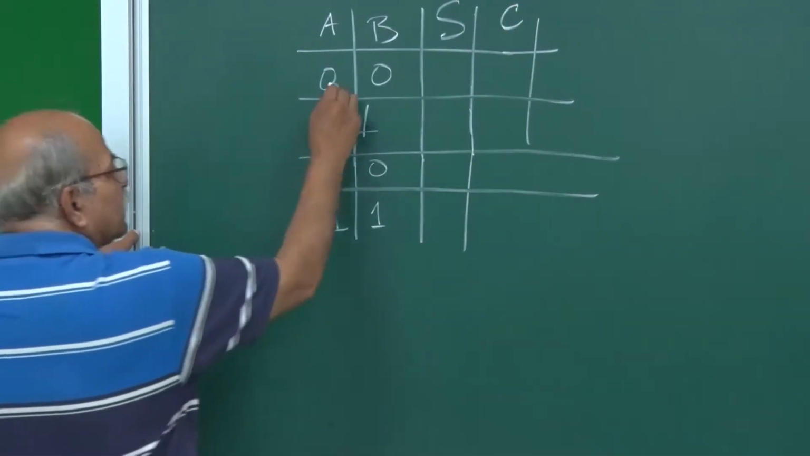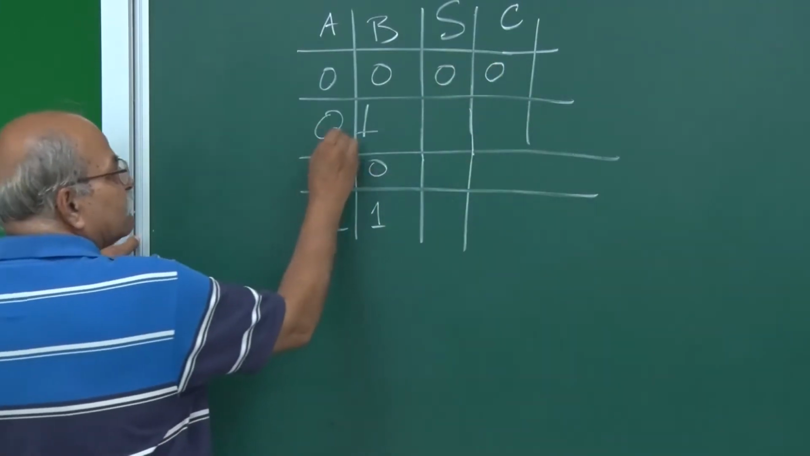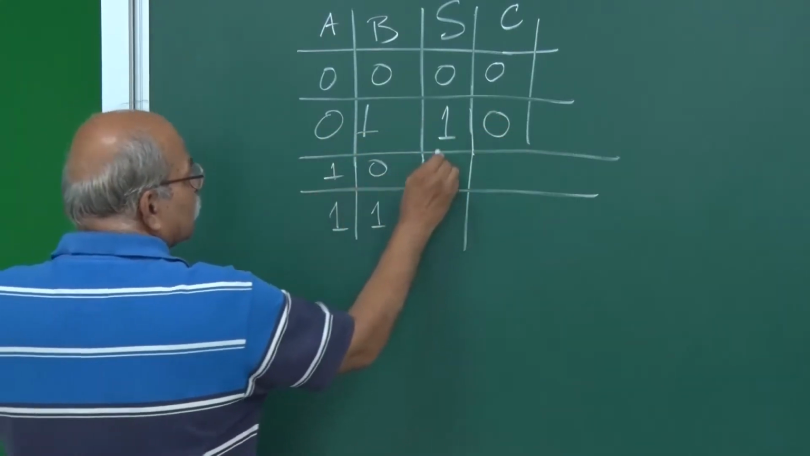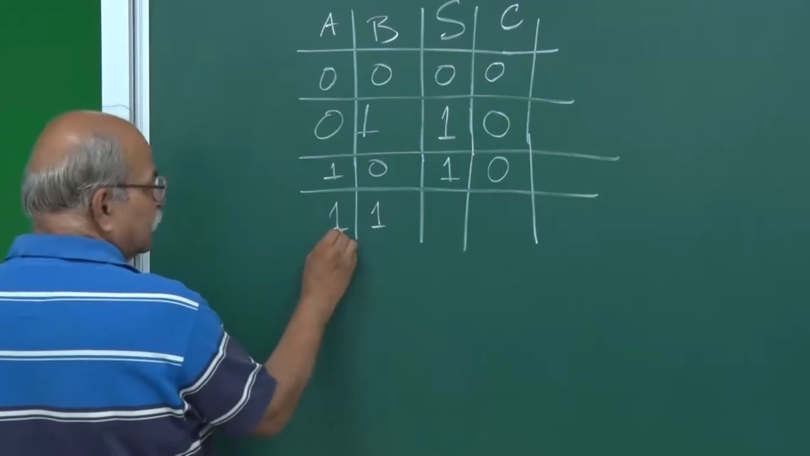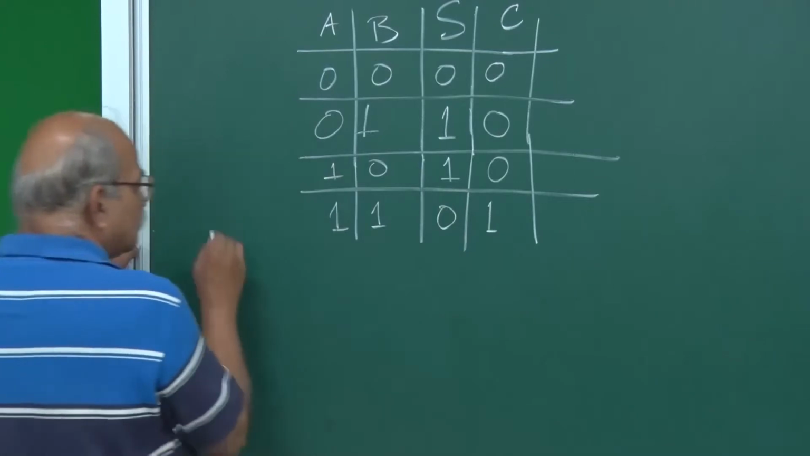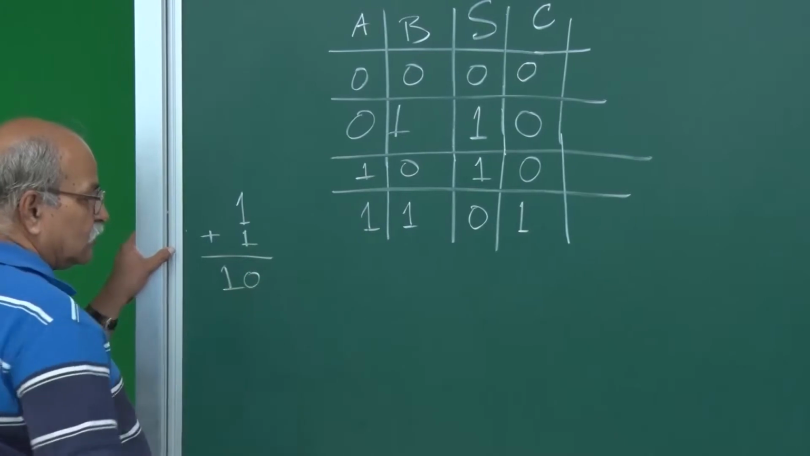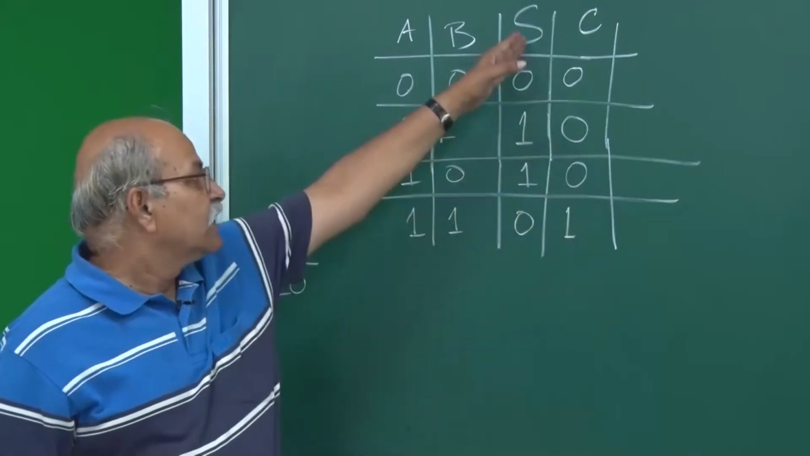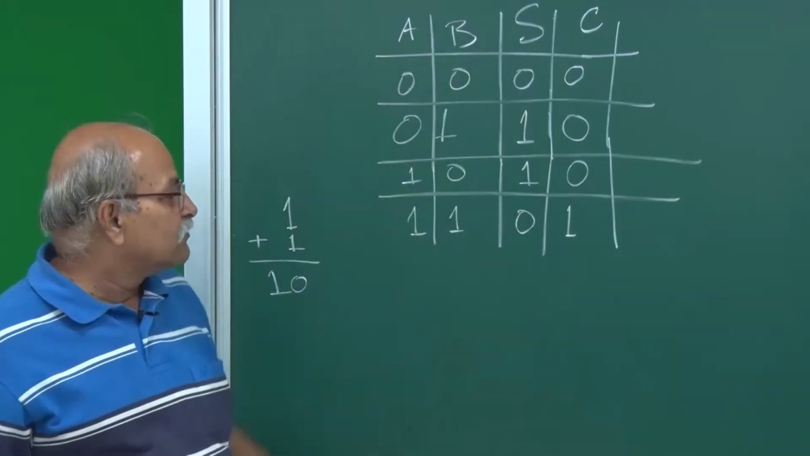Okay. So, 0 plus 0 will be 0, sum will be 0, carry will be 0. 0 plus 1, the sum will be 1, but no carry. 1 plus 0 is also, the sum is 1 and no carry, and here 1 plus 1, the sum is 0 and carry is 1, because when you add 1 and 1 you get the next number which is 10. So, the sum is this and this is the carry, and otherwise the carry is 0 and this is 1. So, here this is the truth table.